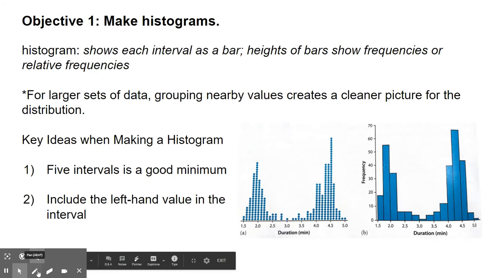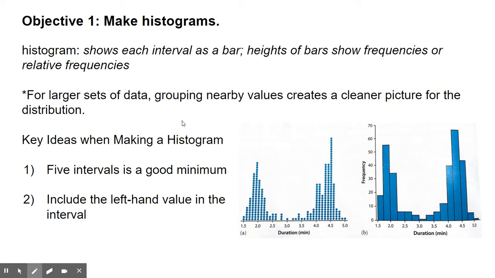All right, so our first objective here is to make a histogram. So a histogram shows each interval as a bar. Heights of bars show frequencies or relative frequencies. This idea is super important, that for a histogram, each bar is an interval.